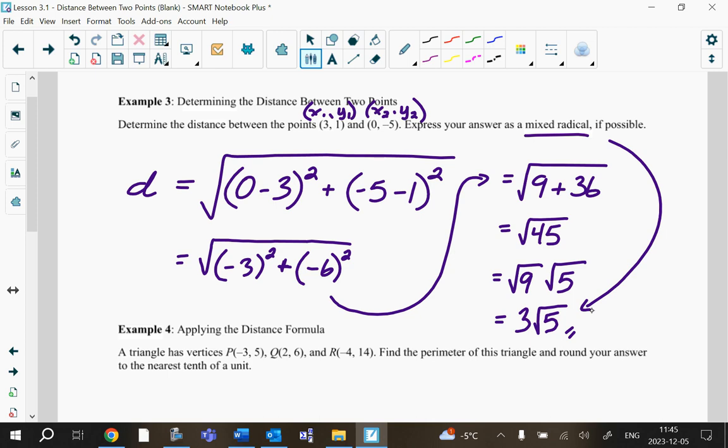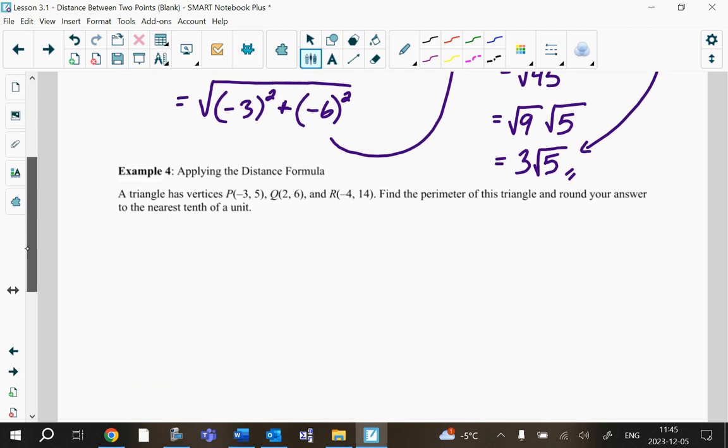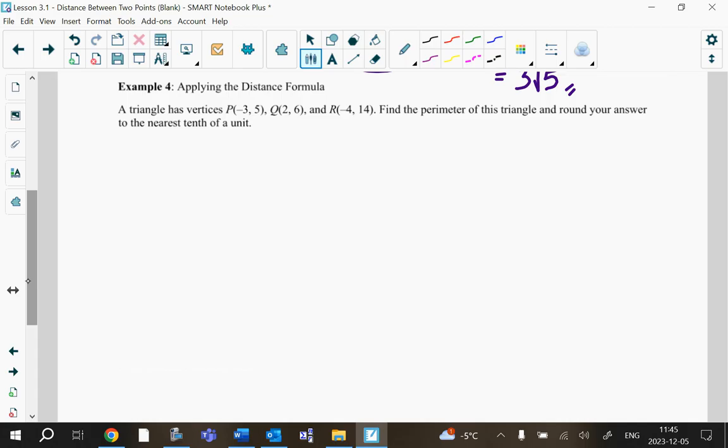Okay, last example. Here we have a triangle that's put on a coordinate grid. We're told the coordinates of the corners of the triangle, or the vertices. Okay? P, Q, R. We're asked to find the perimeter. Well, how do you find the perimeter of a triangle?